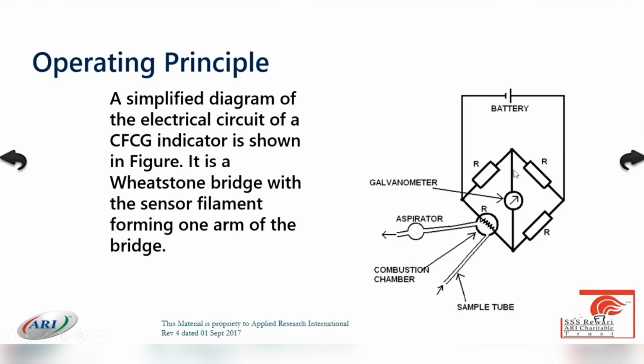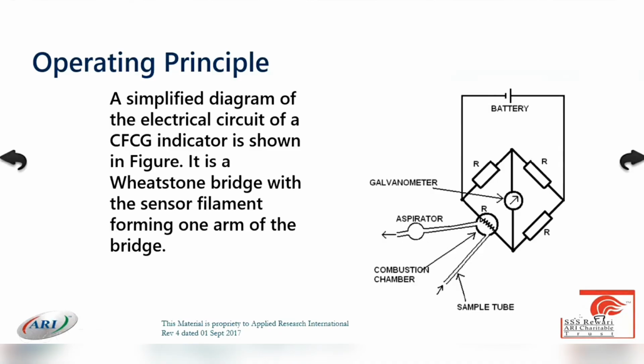As it becomes imbalanced, the current will start flowing in the circuit, and that current will correspond to the percentage of LEL, the percentage of the hydrocarbon present in the gas sample introduced in the sample tube, and that meter will read the percentage of LEL of hydrocarbon present in the gas sample.